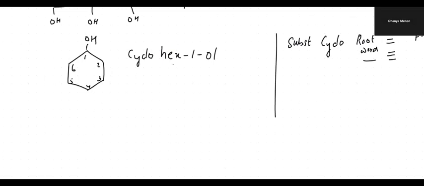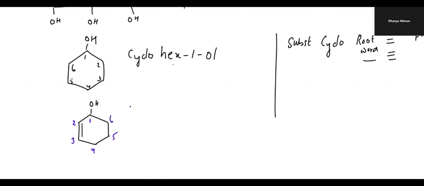Similarly, if I have a structure like this, OH, so the numbering will obviously be from this position, 1. So number 2 will be the one that has a single bond or double bond. Obviously, double bond. Okay. Next preference will be the double bond. 3, 4, 5, 6.